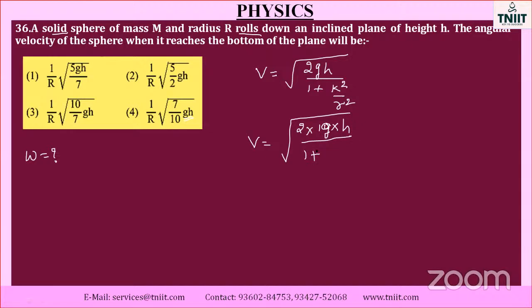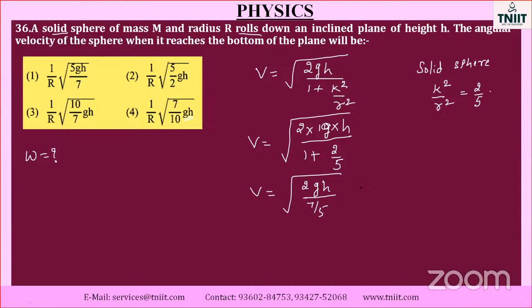1 plus. For solid sphere, k squared by r squared value is 2 by 5. For solid sphere, what is the value of k squared by r squared? It is 2 by 5. So what happens to velocity? Root of 2gh by 1 plus 2 by 5 is what? 7 by 5. So 5 goes up. So it will be root of 10gh divided by 7.